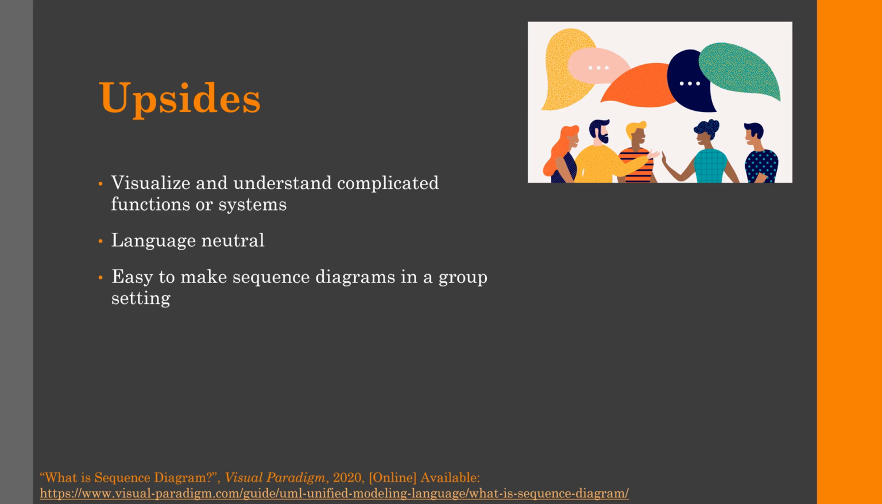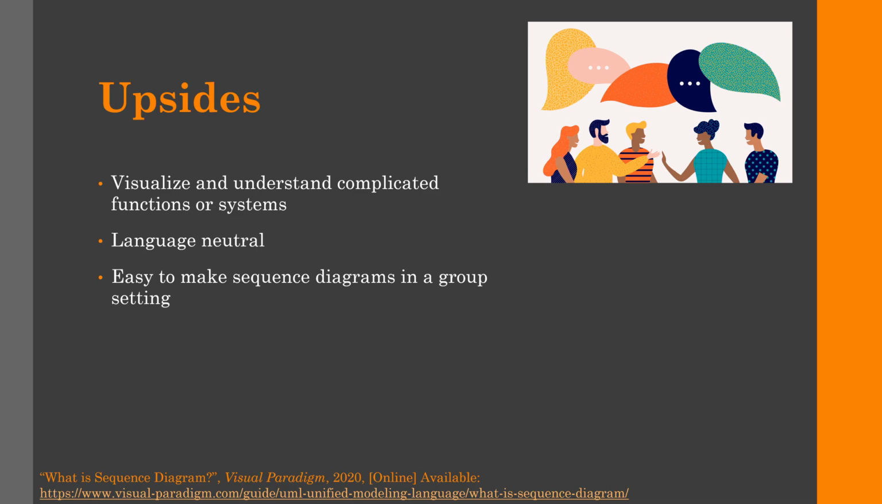Another advantage of using UML sequence diagrams is that they are language neutral. Regardless of the language being used in a project, UML sequence diagrams can be used. This is helpful because sometimes the language being used for a project can be changed before development starts. When that happens, the UML sequence diagram will still be relevant to the project.